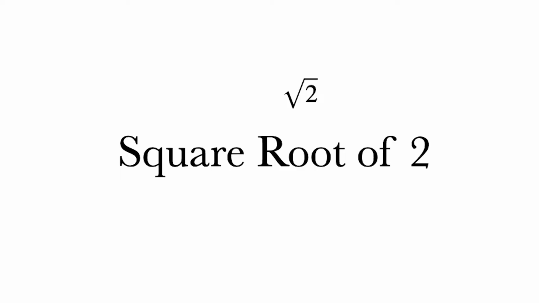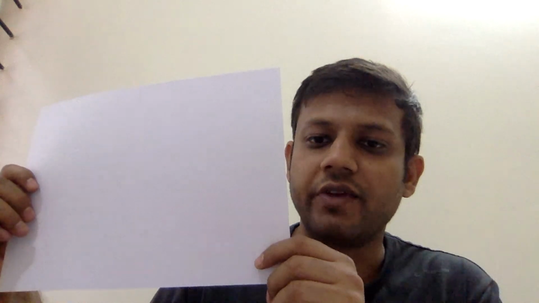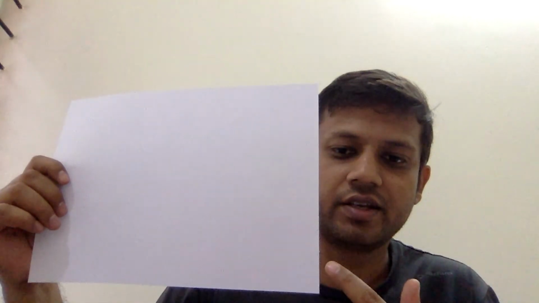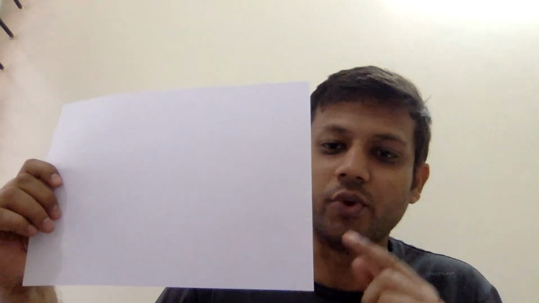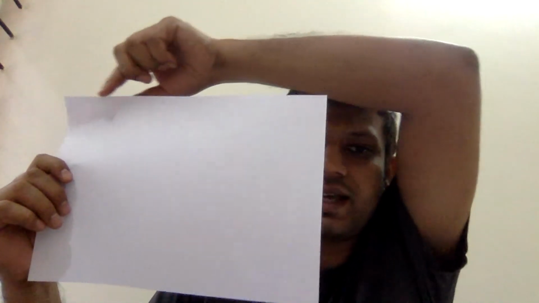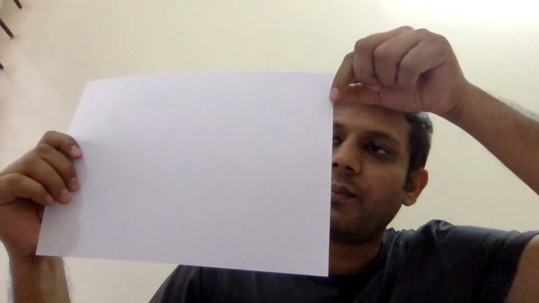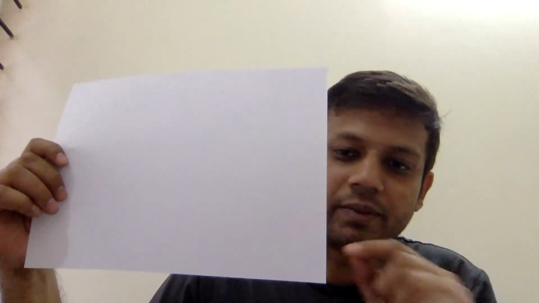I'm going to talk to you about square root of 2 today. The interesting fact about the number root 2 is that if you take an A series paper, which is a common printer paper, and take the ratio of the longer side to the smaller side, the ratio comes out to be root 2, which means that if you take the length of this side and divide by the length of this side, you will get the number root 2.